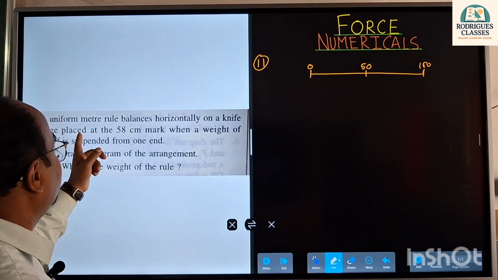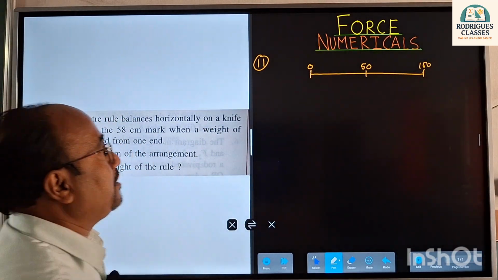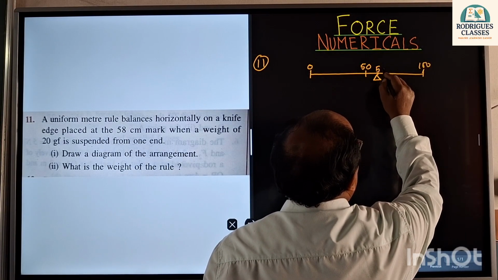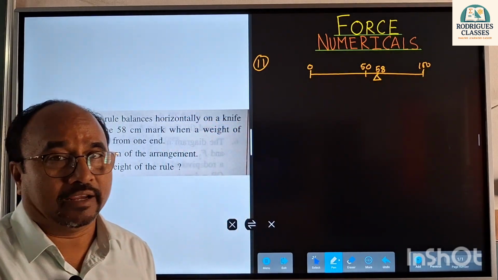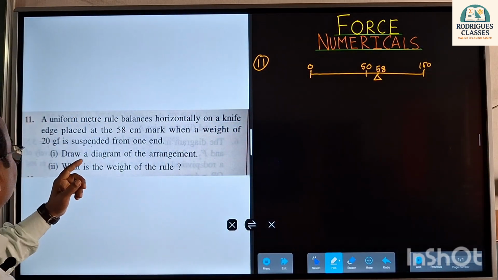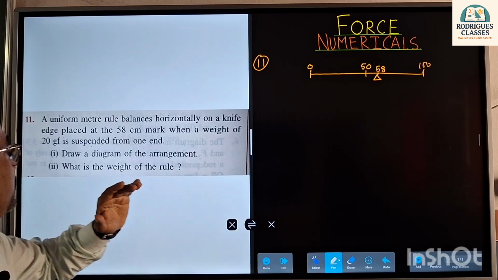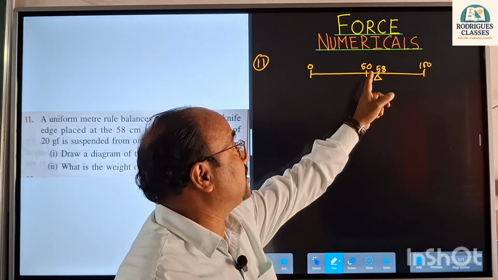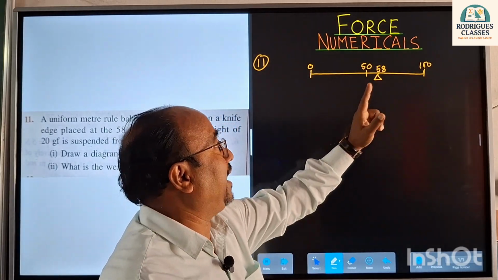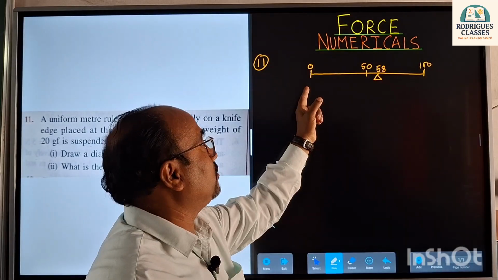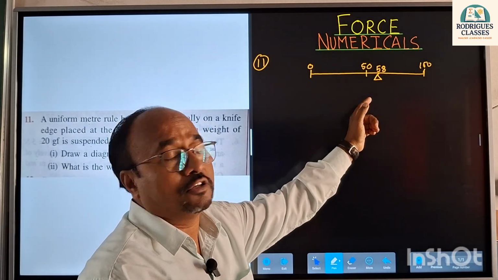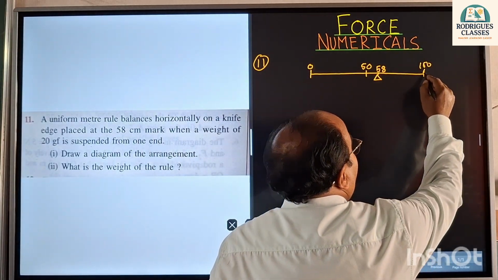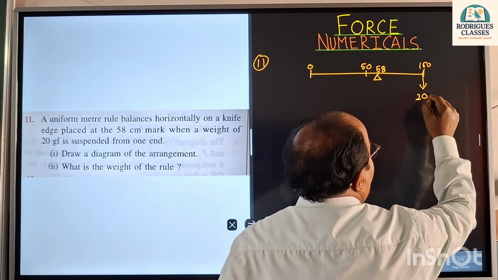Now the question says it is balancing at 58 centimeter. So this part also I should show. This is the balancing part. This is at 58 centimeter. Now it is being balanced by putting a weight of 20 GF from one end. Now see, if this is the center of gravity, if it is being balanced at 58, so the end at which the weight can be put cannot be on this end, because this is already the longer part. So on the shorter arm only, the weight of 20 GF will be there. So I put the weight of 20 GF over here.